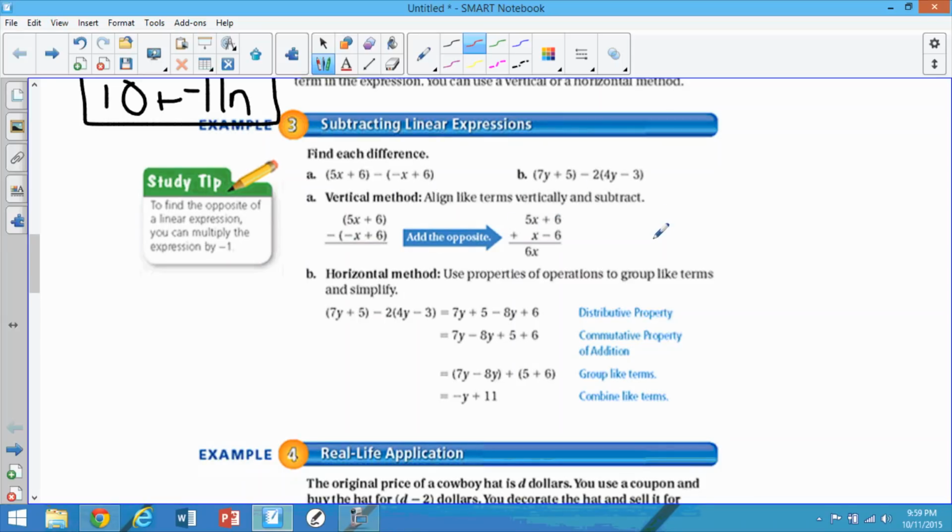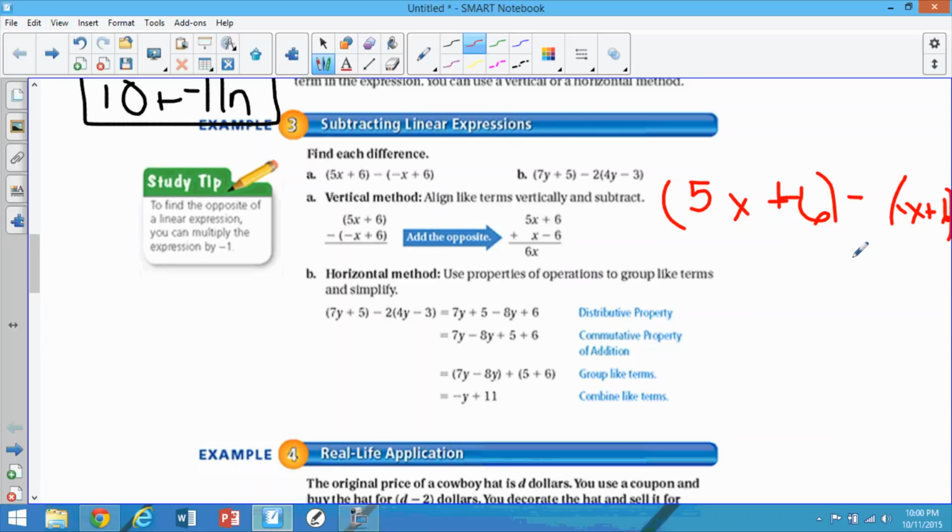So if I have, for letter A, we're going to do this letter A one. If I have 5x plus 6, 5x plus 6, okay? Now I have that minus, and then I have a negative x plus 6.